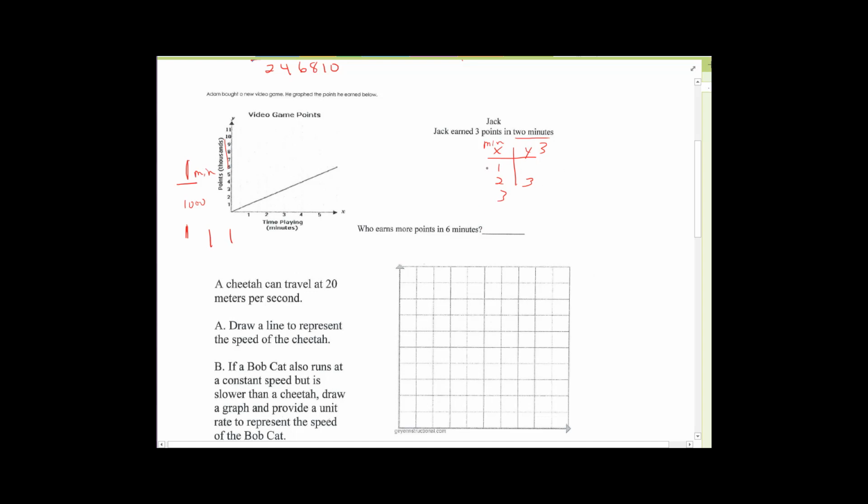So now finding out how many he did in 1 minute, which is what we have to compare to Adam, I'm doing y over x again, and I have 3 over 2. So 3 divided by 2 is 1.5. So in 1 minute he does 1.5 points. So again, Adam does 1 and Jack does 1.5.